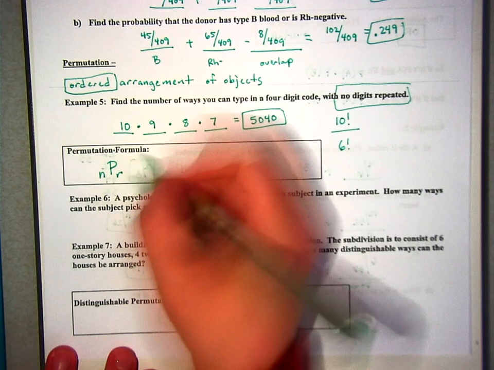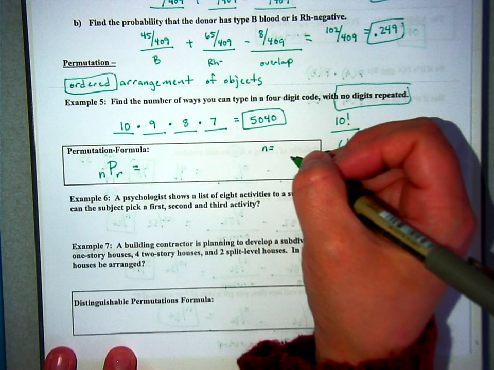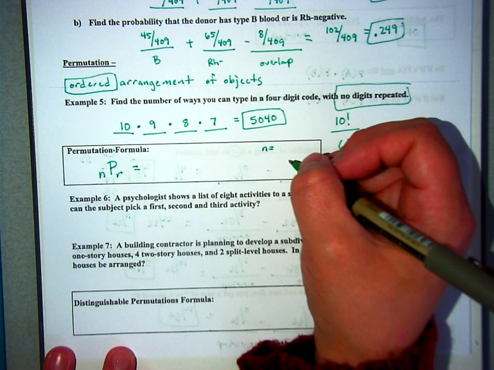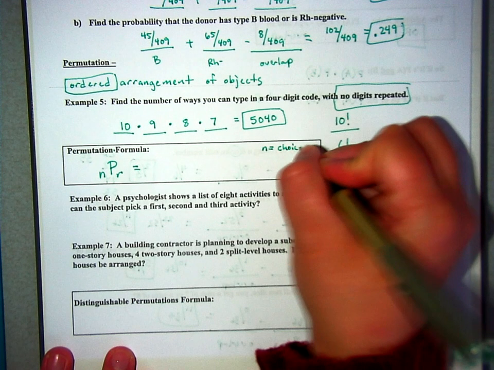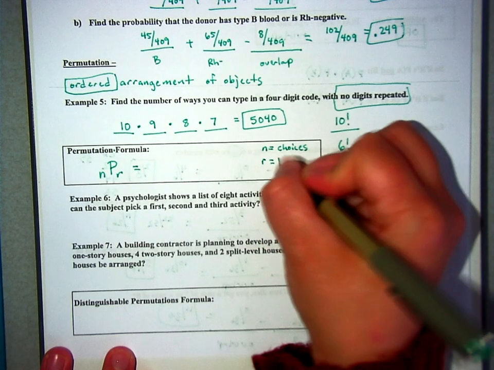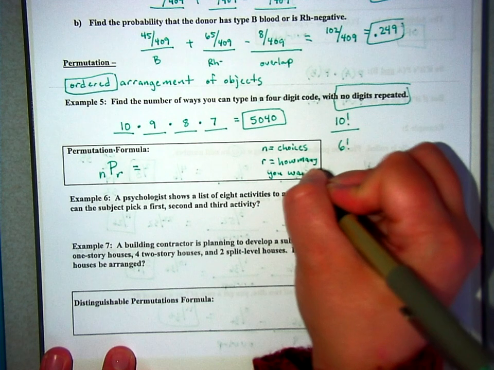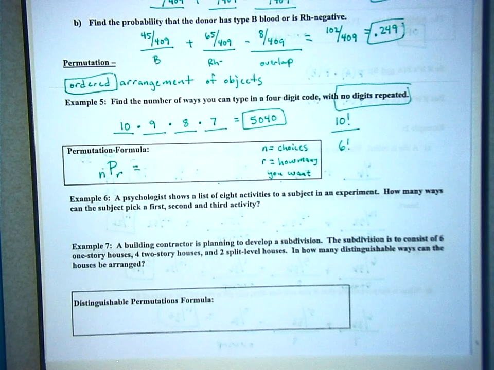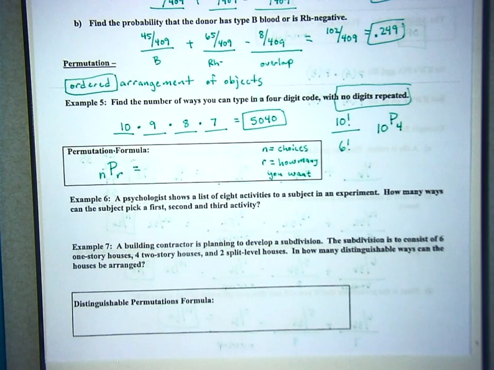So nPr, where n is the number of choices, and r is how many you want. So example 5 would have been 10 permutation 4. There are 10 choices we can pick from. We want 4 of them. And we do care about them in order.